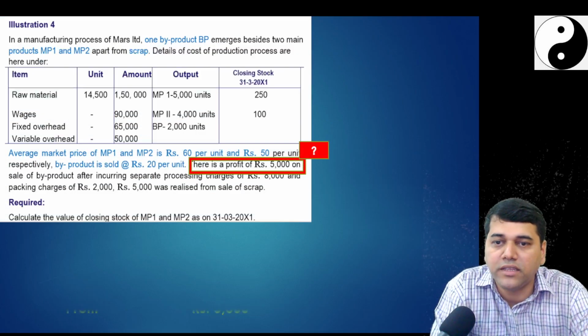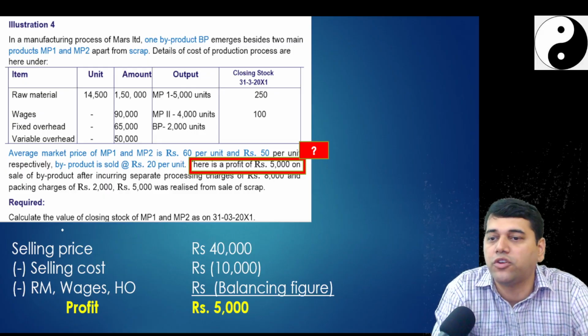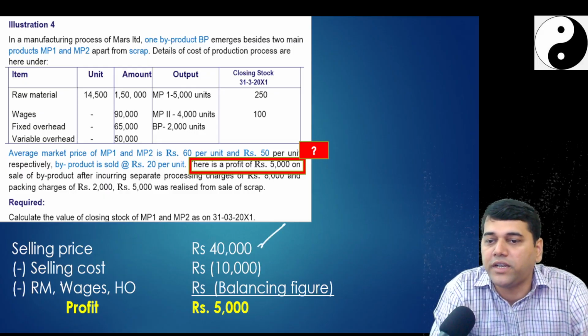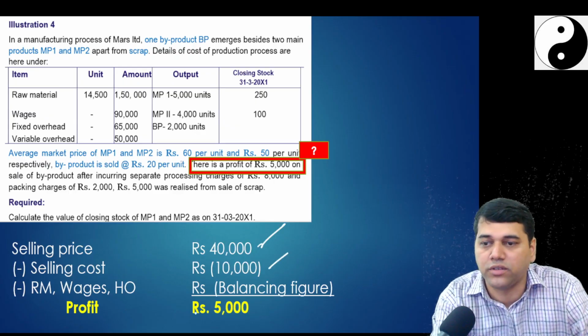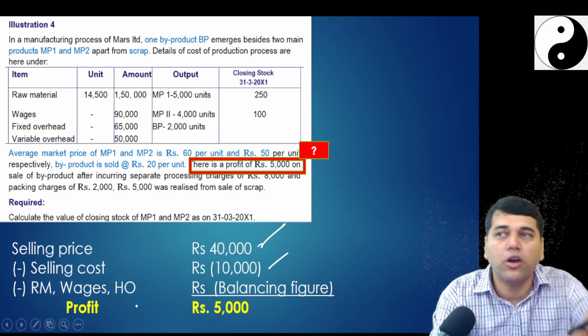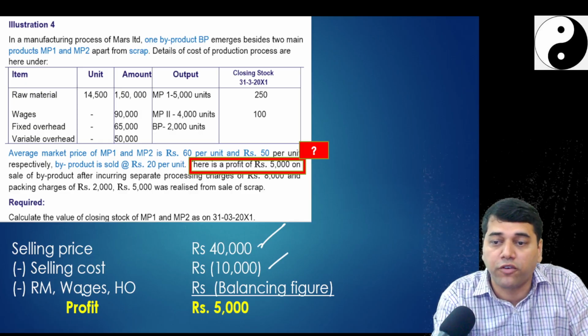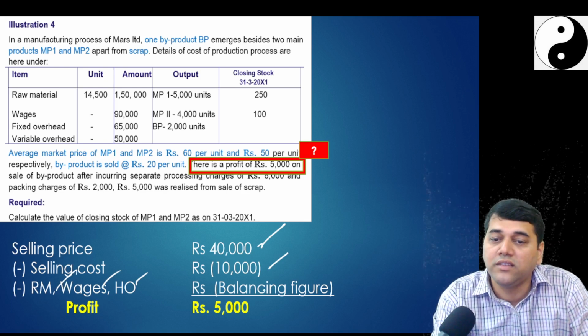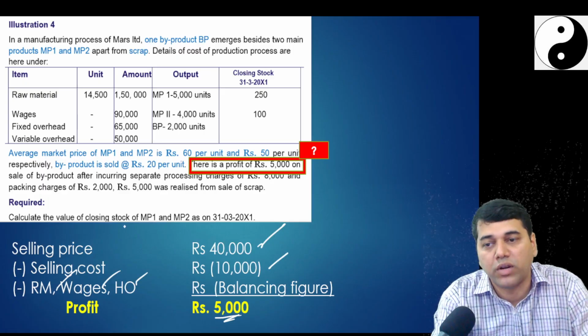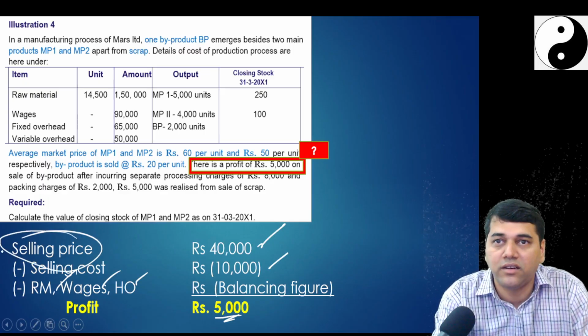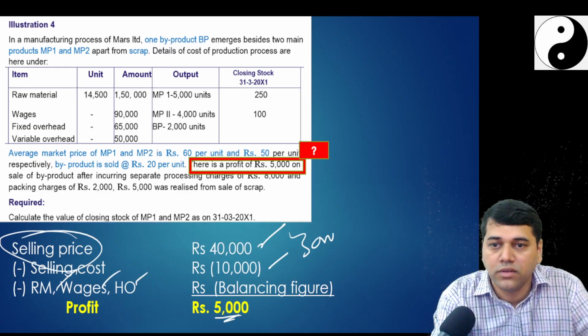Okay, to tell you like this, there is a profit of 5,000 on the sale. So selling price is 40, say selling cost is 10,000, so you got 30,000. Say for example, you have got some separate records and you said that for this raw material, wages, etc. is this, how much balancing figure. So what is your profit? 5,000. This is what they said. Whatever you can sell and realize, 30,000, it includes the profit.